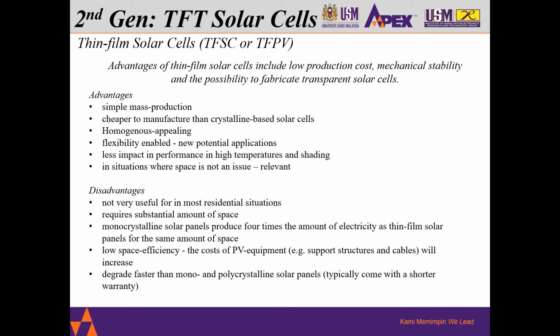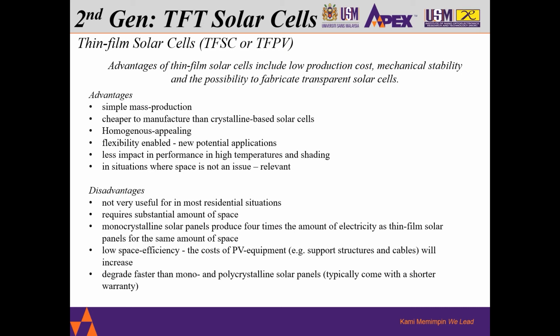Thin film solar cell advantages include low production cost, mechanical stability, and the possibility to fabricate transparent solar cells. The advantages also include simple mass production, and being cheaper to manufacture than the crystalline-based solar cell. It is homogeneous, which is so appealing. The flexibility enabled can lead to new potential applications. It has less impact on performance at high temperature, and also shading. In a situation where space is not an issue, this type of solar cell is relevant.